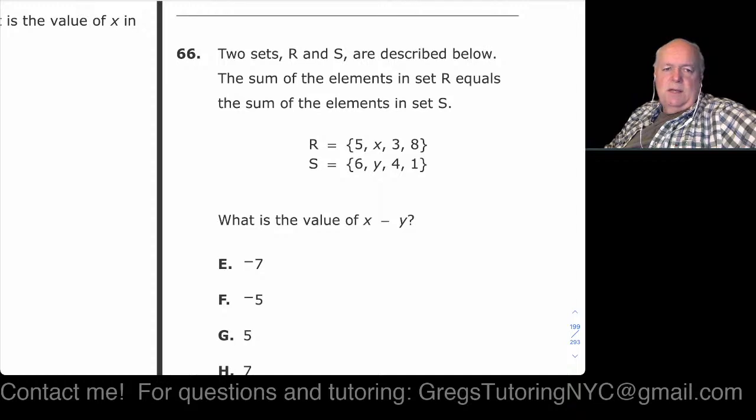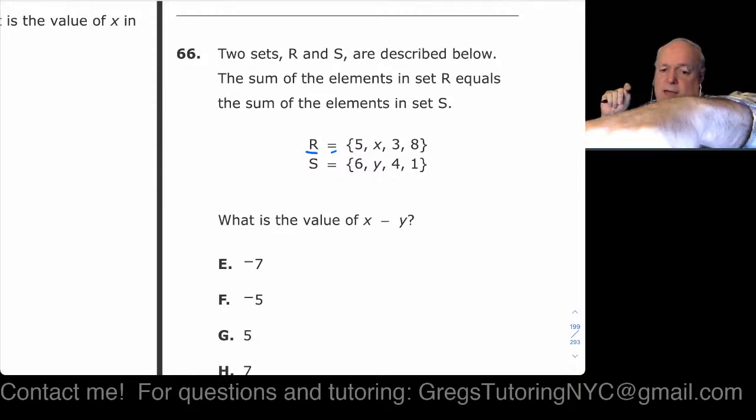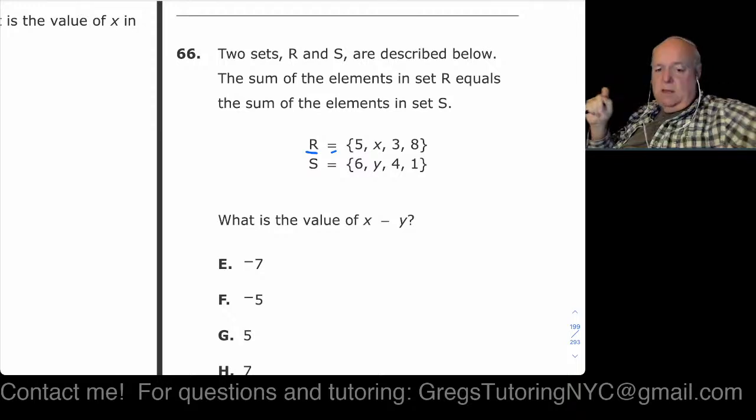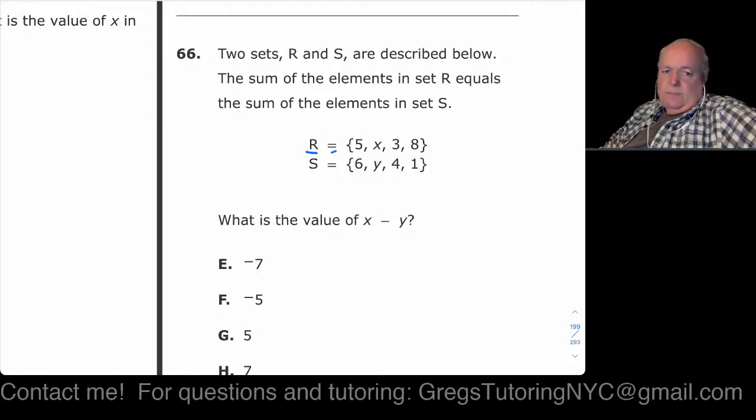66 says there are two sets, R and S, described below. The sum of the elements in set R equals the sum of the elements in set S. So first of all, some of you never learned sets. So this is set R, it's equal to, and that's the curly brace. That's the thing next to the P on your keyboard, at least on a QWERTY keyboard or Dvorak keyboard. If you go U, I, O, P, and you have left bracket, right bracket, well, if you shift that, you get left curly brace, right curly brace. So this is set R, and it has four members, 1, 2, 3, 4, and then there's a second set S that also has four elements, okay?